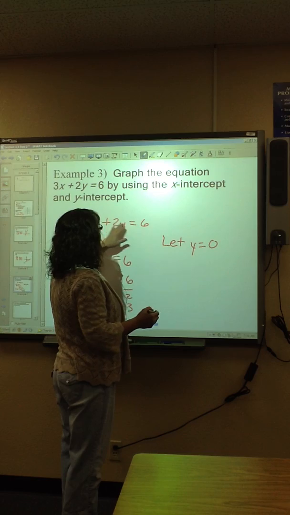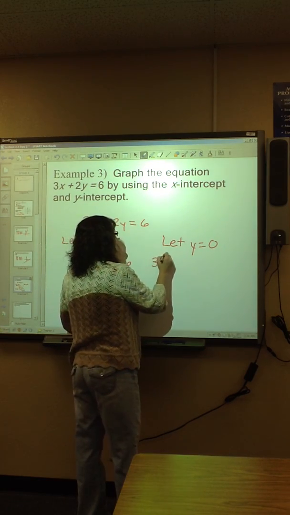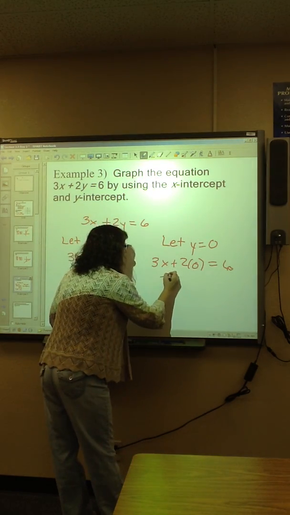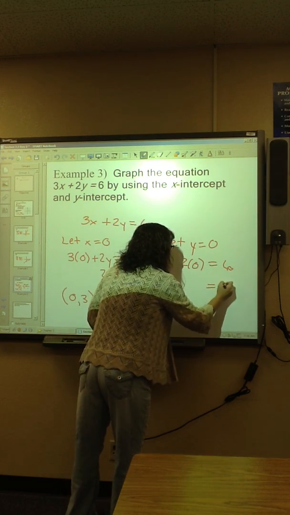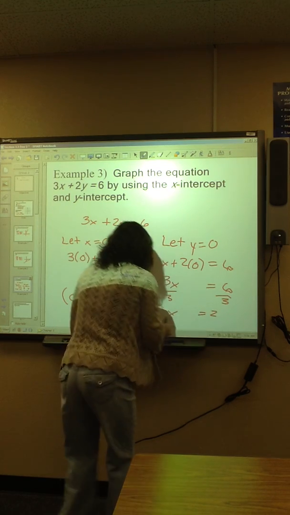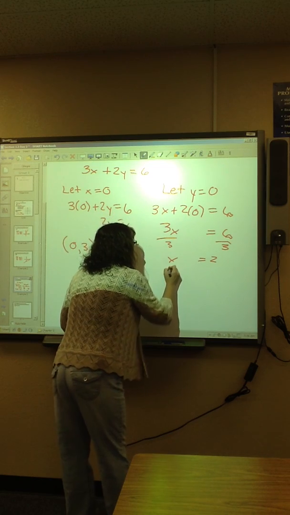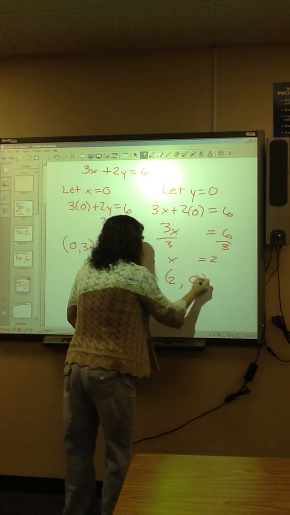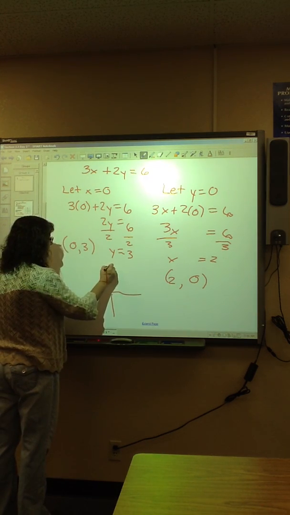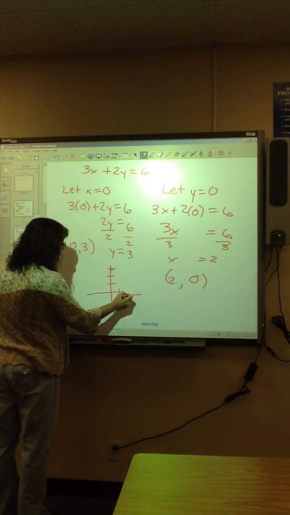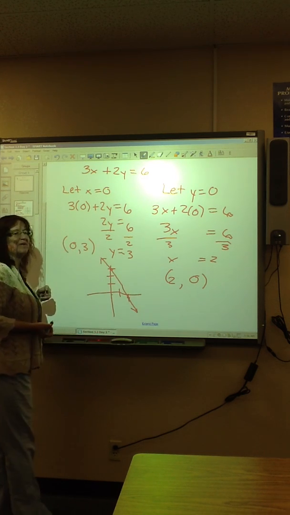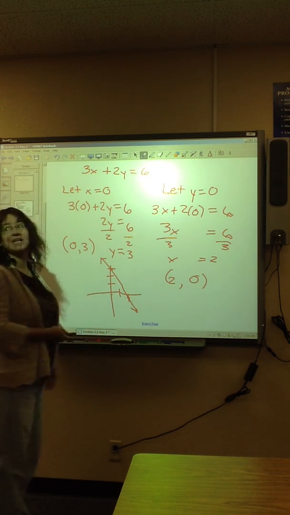Now let y be equal to 0. So I have 3x plus 2 times 0 equals 6. So 3x, that 0 term I'm going to leave out, equals 6. Divide by 3, and x equals 2. So my intercept here: when y is 0, x is 2. Then I can graph this just by connecting those 2 points together. Out 0, up 3. Out 2, up 0. I connect those 2 points together, and I've got my graph. That's a second method of graphing. It's kind of a nice method.